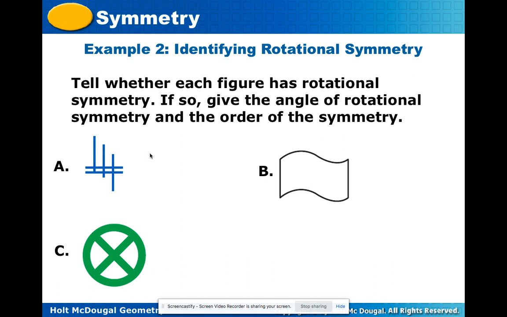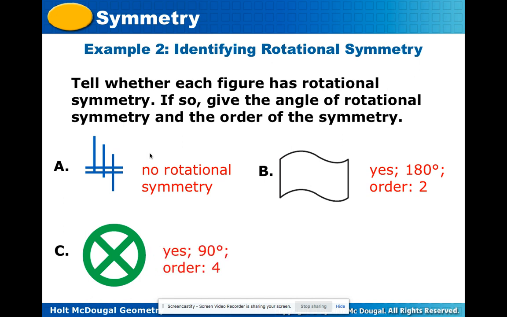A does not actually have rotational symmetry. We can't rotate that to land on top of its pre-image at all until you go a full 360 degrees. B does, in fact, have rotational symmetry. We could rotate that image 180 degrees, so we would have 2 rotational symmetries. C is a little bit different of a story. It's kind of like that square. We could rotate this image 90 degrees 4 times, so we would have something like this.